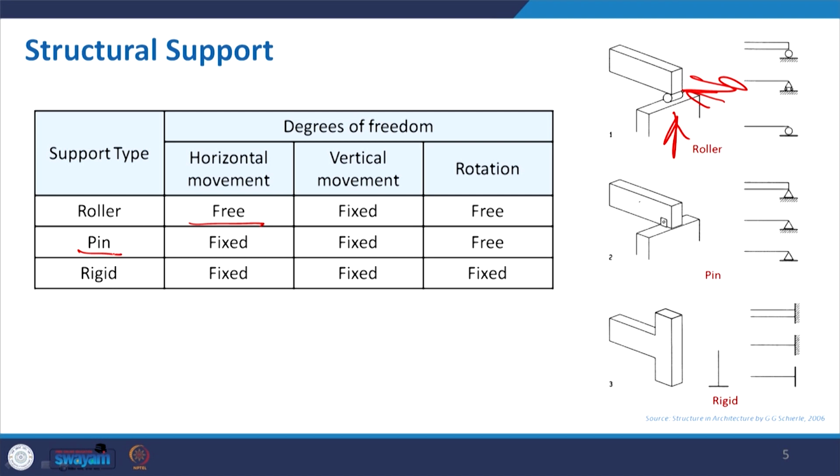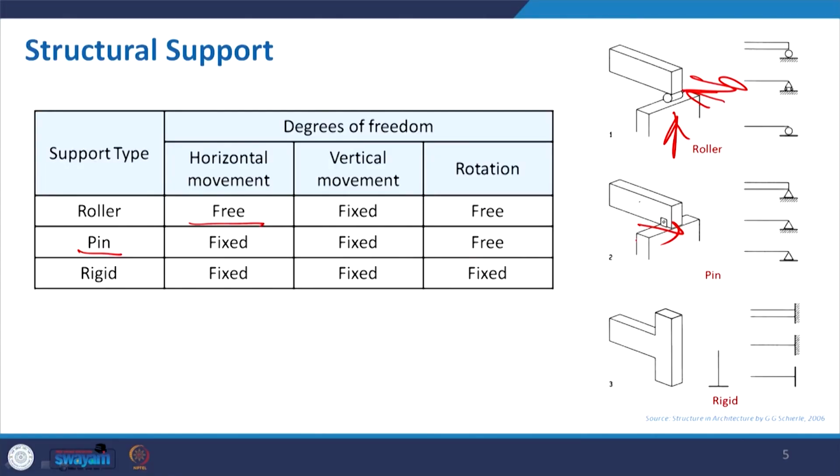So, when we go for a pin jointed structure, then both your horizontal and vertical movement will be fixed, but the rotation is still possible. But when you go for a rigid frame, then all this movement will be fixed. So, sometimes based on the requirement, based on the load calculation and the purpose of erecting the building, we will select the structure.